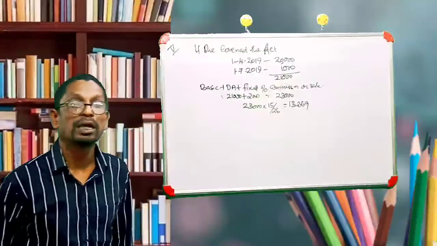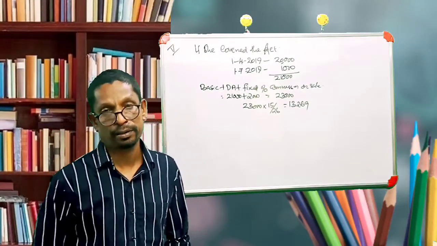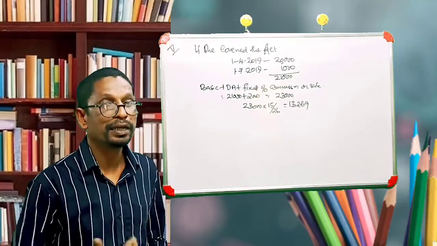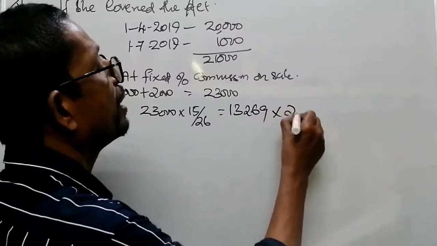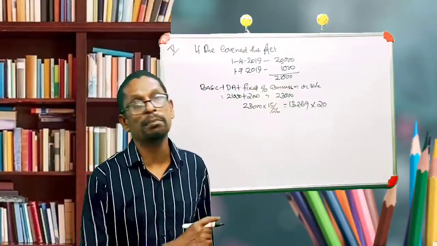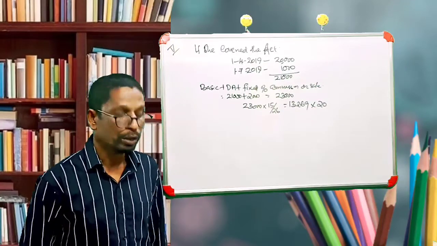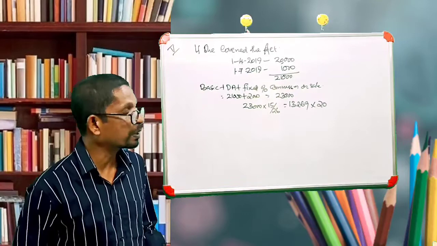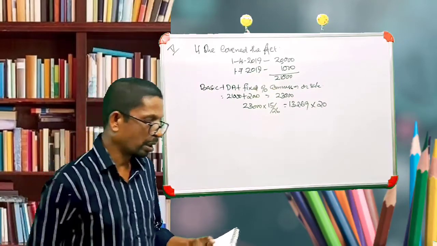13,269 is the 15 days salary. For how many years? For each completed year of service, that is 20, because she completed 19 years and 9 months. This total completed year is equal to how much now? 20. Therefore, as per the first condition, her total amount is equal to how much now?